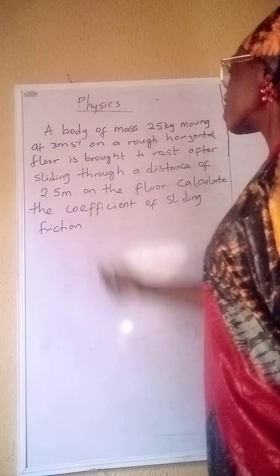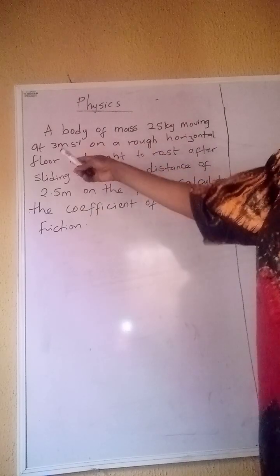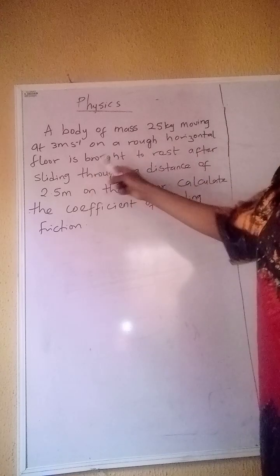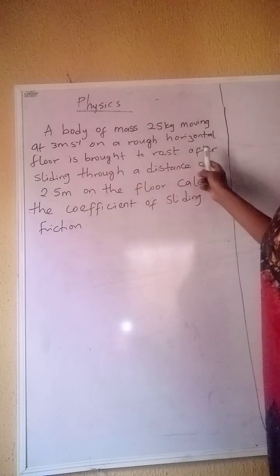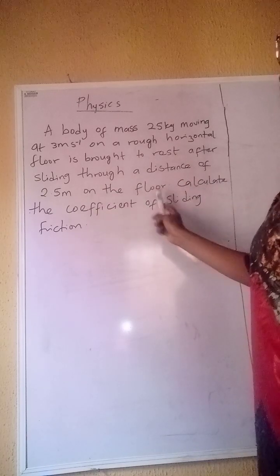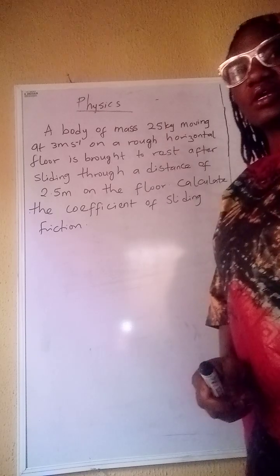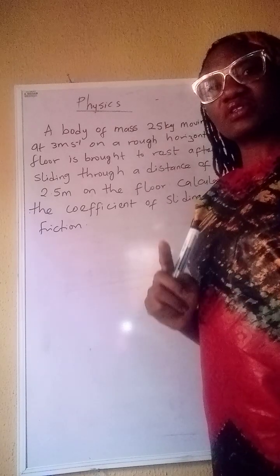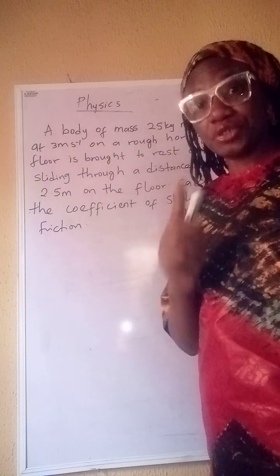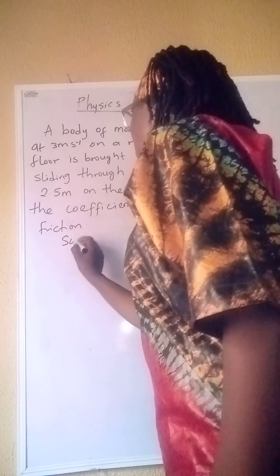Okay, let me read the question. A body of mass 25 kilogram moving at 3 meters per second on a rough horizontal floor is brought to rest after sliding through a distance of 2.5 meters on the floor. Calculate the coefficient of sliding friction. So we are looking for the coefficient of sliding friction, and that is mu, if you still remember friction very well. So let's bring out the parameters before we start solving.